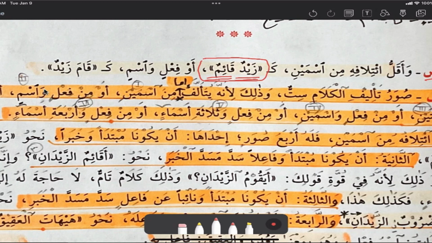So its minimum composition is two nominals. Like Zaydun qa'im. Zayd is standing. Or very more literally, Zayd is a stander. One who stands.